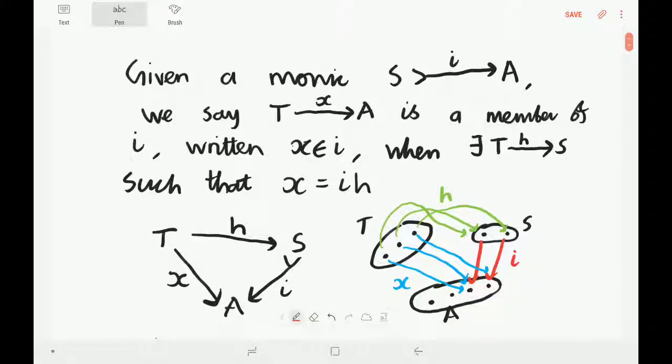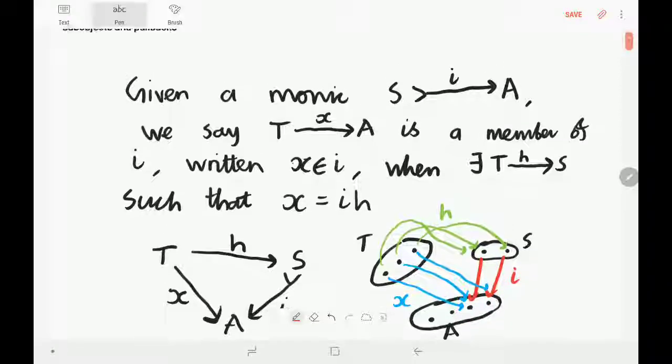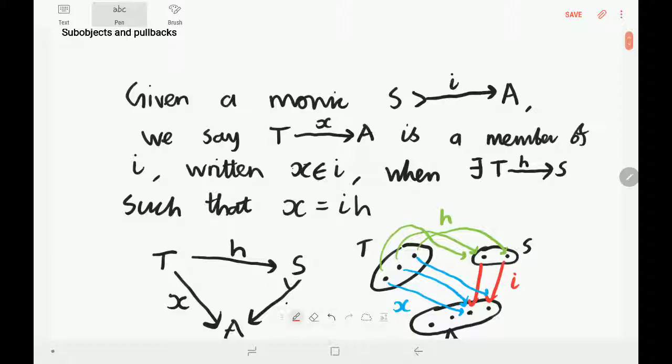So you see in this example in Set, a monic basically corresponds to an injective function, and we can see it sort of selecting a subset of A. That's the basic idea, but we describe all this going on in the beautiful language of category theory, where all our results apply to innumerable different examples. So given a monic I from S to A, we have this nice notation.